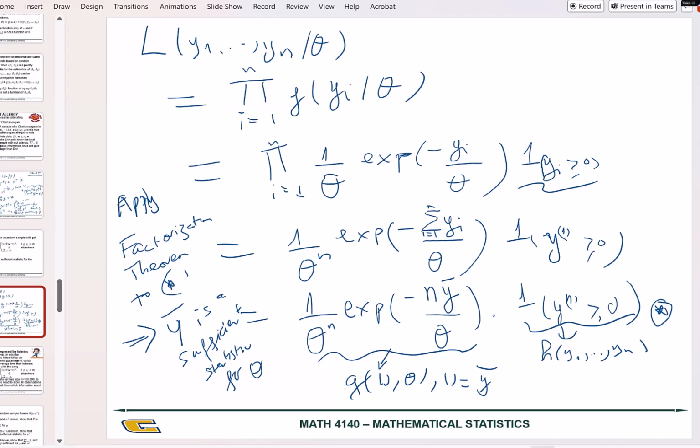And again, because the summation and the mean are just a one-to-one transformation, if you have the summation you have the mean, and if you have the mean you have the summation. So if you have a one-to-one transformation and one is a sufficient statistic, the other is also sufficient.